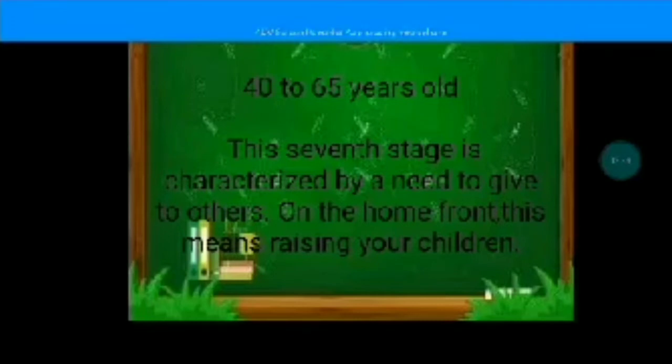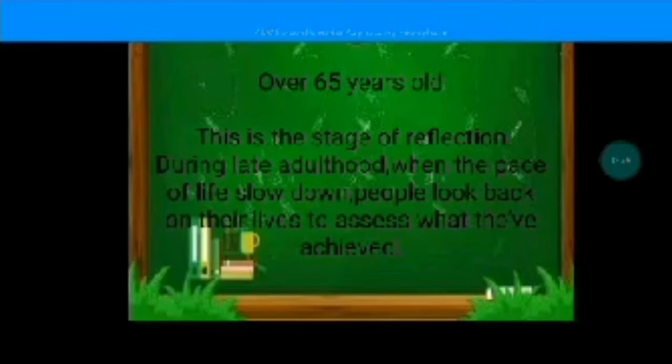Next is stage 8, integrity versus despair. Over 65 years old, this is the stage of reflection during late adulthood when the pace of life slows down. People look back on their lives and assess what they've achieved. Sa 65 years old, this is the stage of reflection. Mura na siya during late adulthood na when slow down na imong life. Kumbaga tung baby pa ka, nisakay kag stroller, din pagdako na ka, nagyapon ka og nisakay gyapon ka bat wheelchair na. Mura gyapon siya ni slow, murag ni balik ra kapag kabata diri nga. Mura gyapon ka ni balik pagkabata.